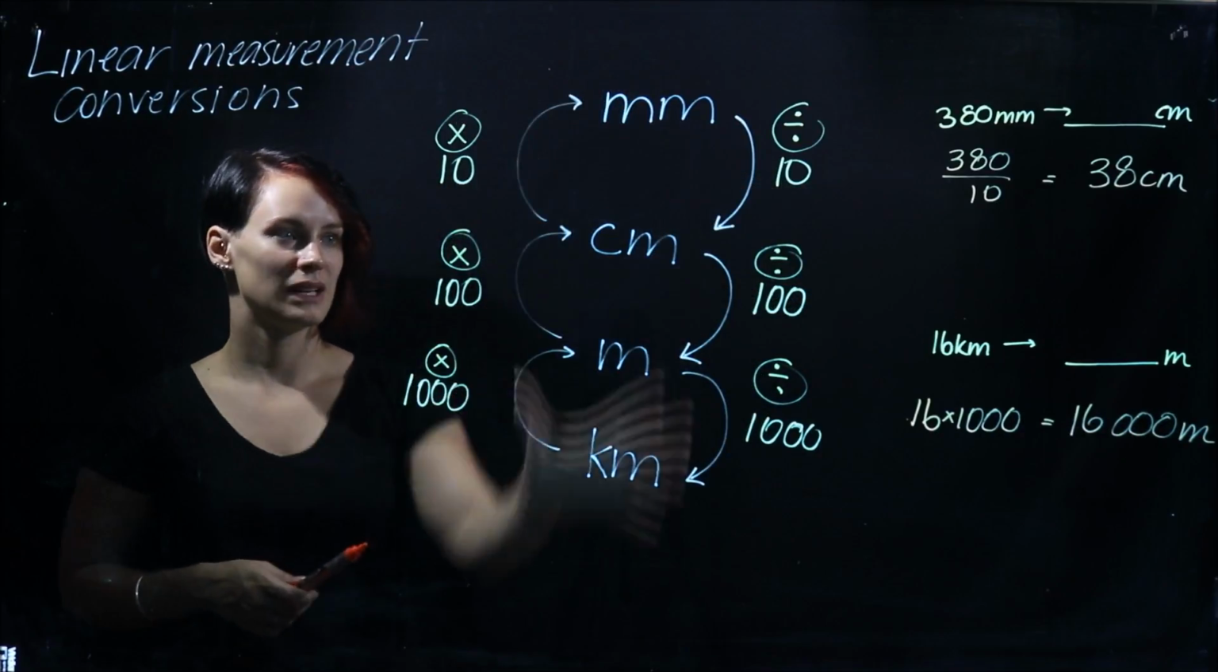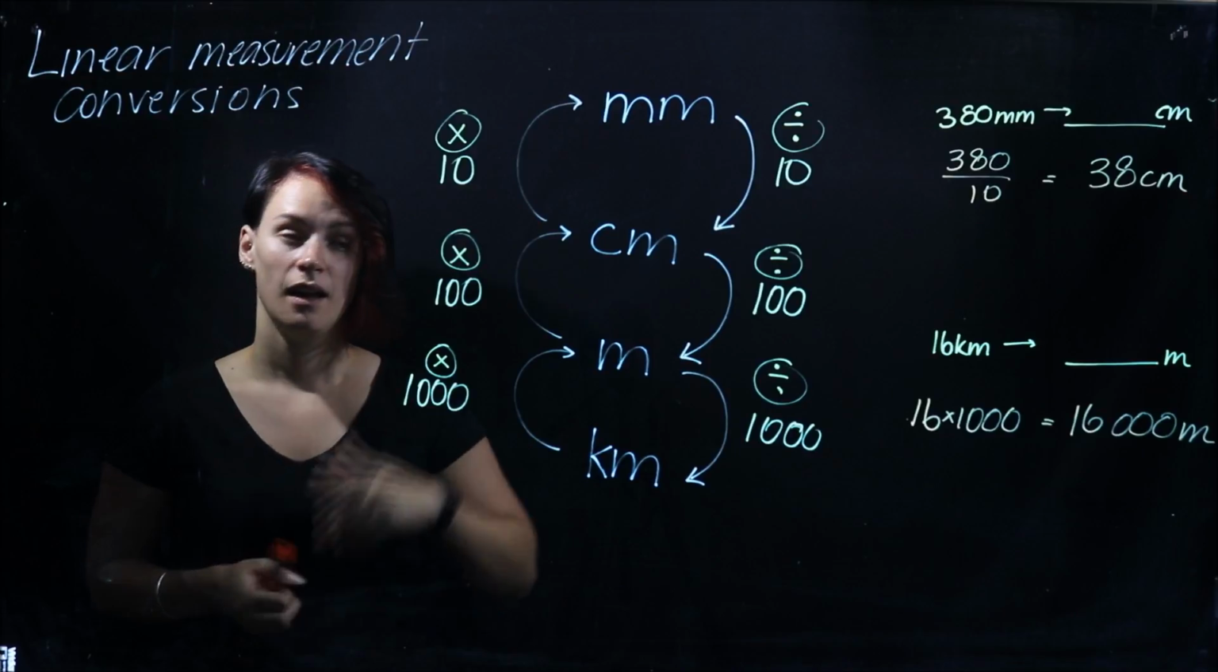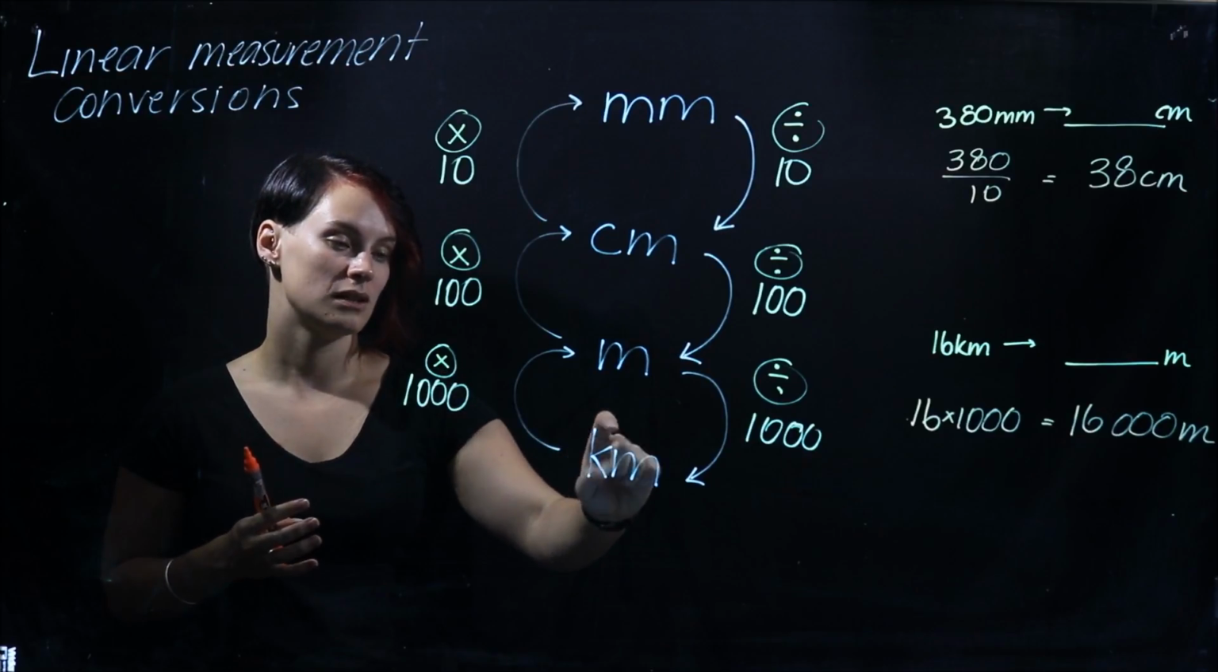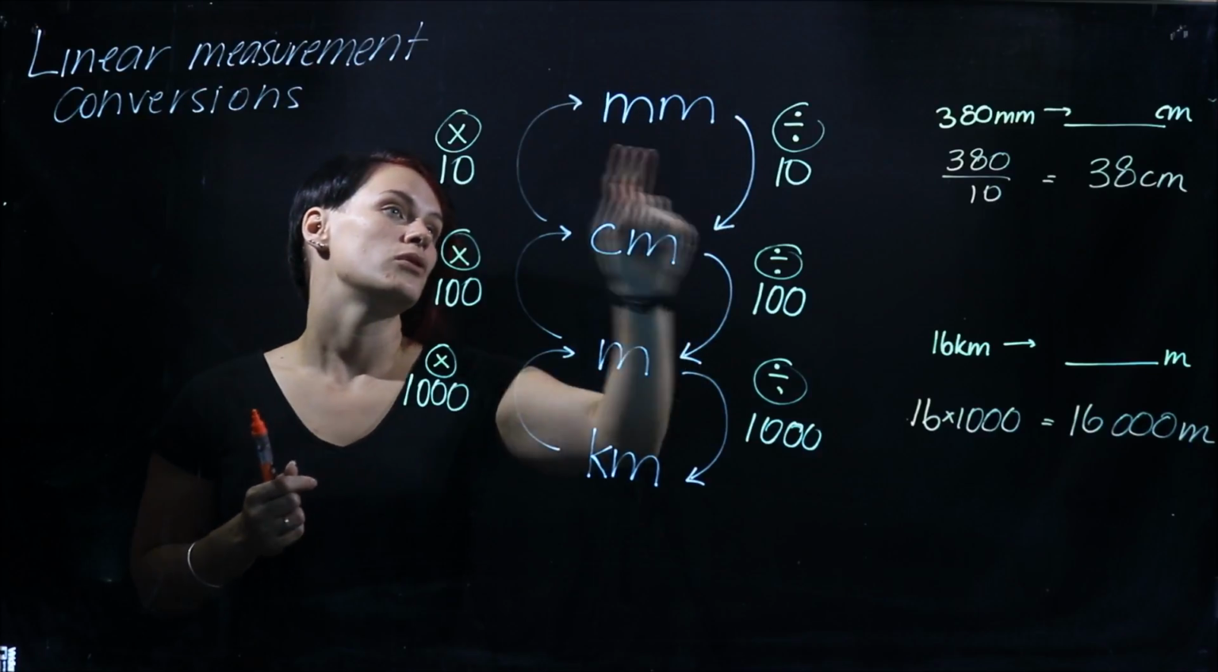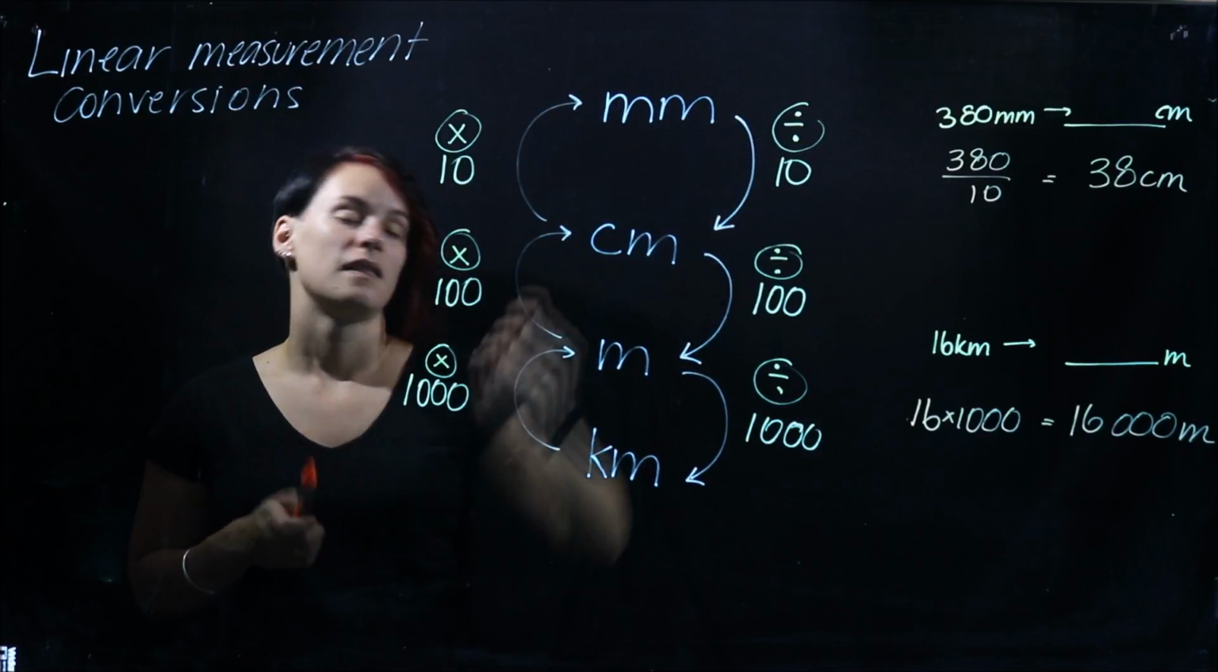Okay, so it's remembering this particular flow chart and understanding if we go from big units of measurement down to small ones, then we times. If we go from small units of measurement to one that is bigger, then we divide.